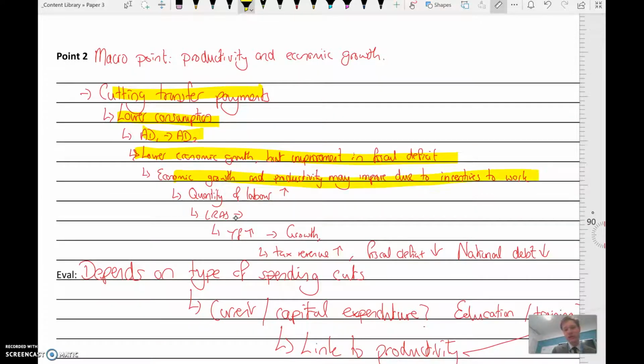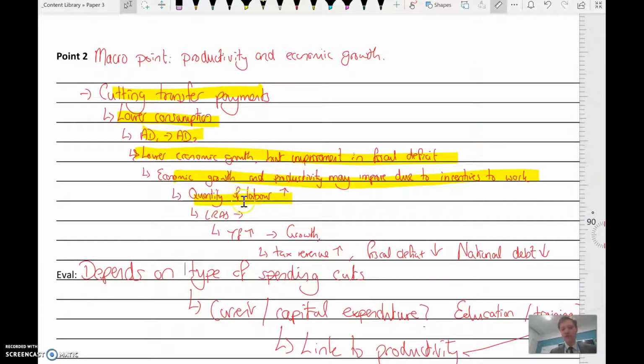And you might have some further points here, though. So yes, you've got lower economic growth, but in the long run, you're going to have another effect. And that could be that productivity could improve. Incentives to work might rise, and your labor force might increase. People who used to be out of work might now be incentivized because they can't live on benefits anymore.